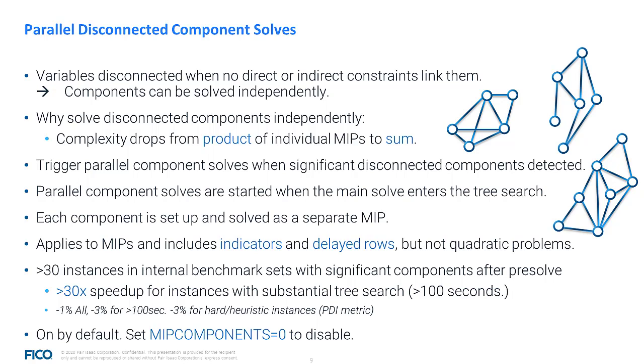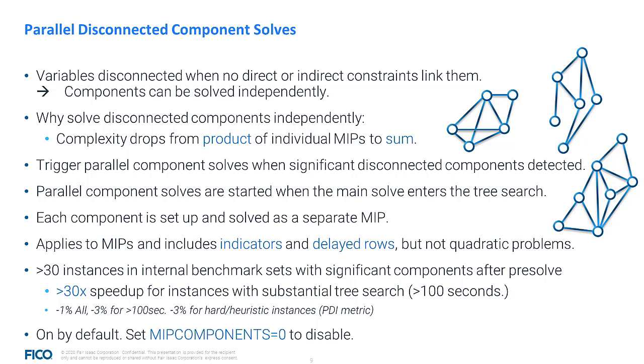We could identify several instances with a considerable number of components in our internal benchmark sets, even after applying our component pre-solver. Let's look at some performance numbers with this feature in particular. For hard instances, measured as taking more than 100 seconds, the speedup was more than a factor of 30. Again, this is a factor of 30 on affected instances, not 30%.